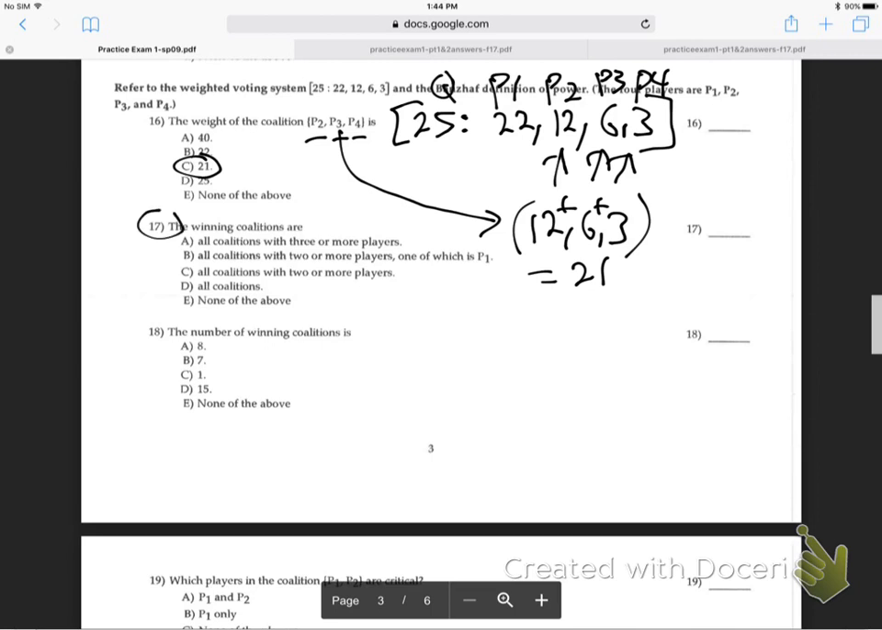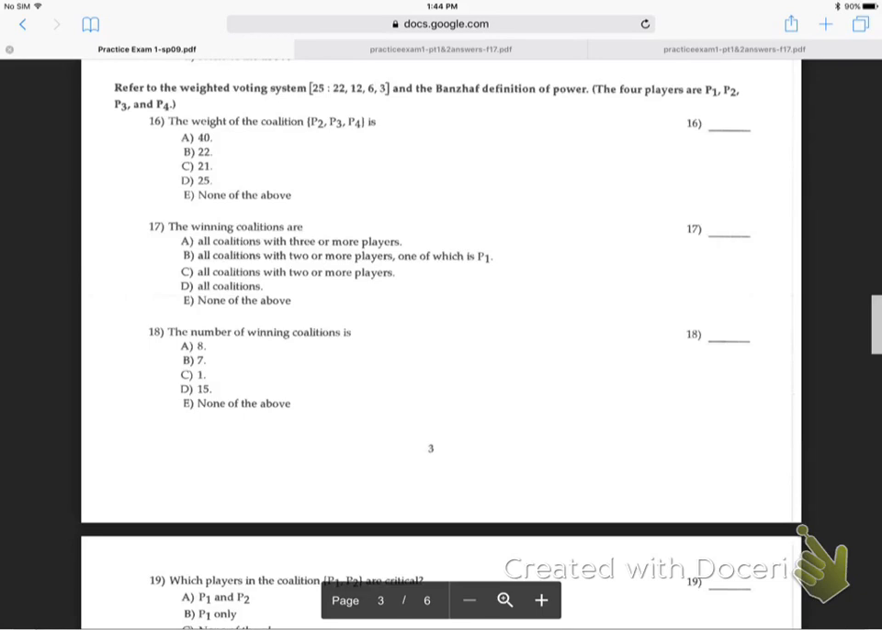Next, number 17. The winning coalitions are. Okay, so remember how you list, so I'm going to have to list all the winning coalitions, right? Remember how you list all winning? So here, let me go to a fresh screen if that's okay. More room. Okay, there we go. So for all winning coalitions, you have to start with all that have 4 players.